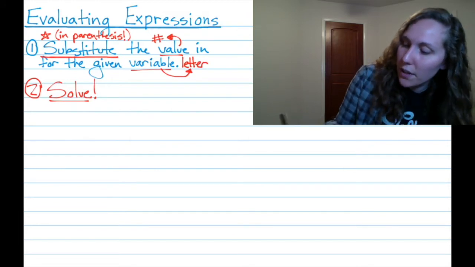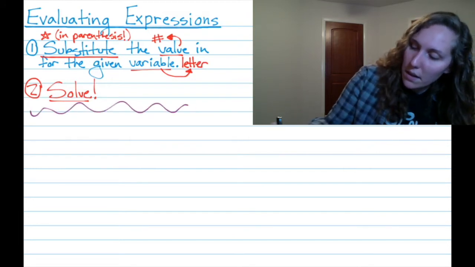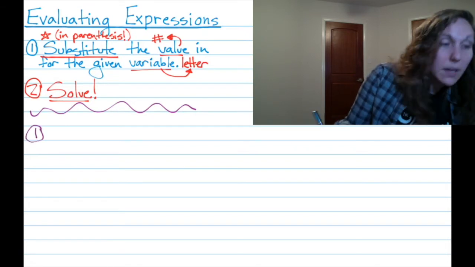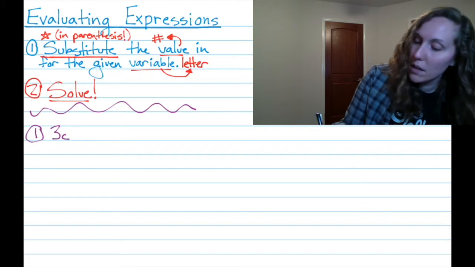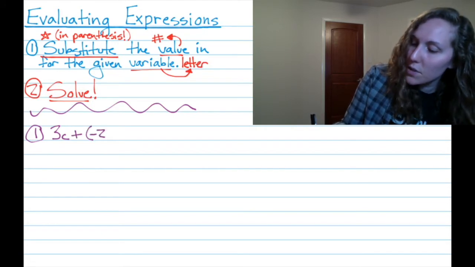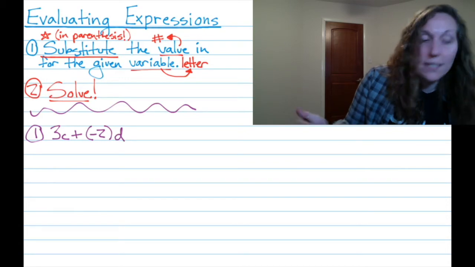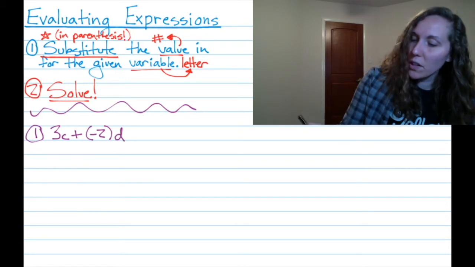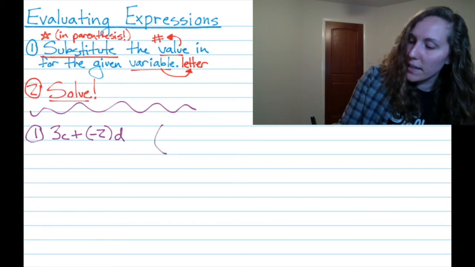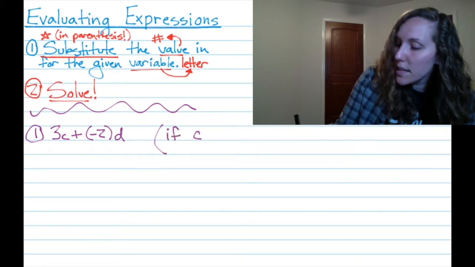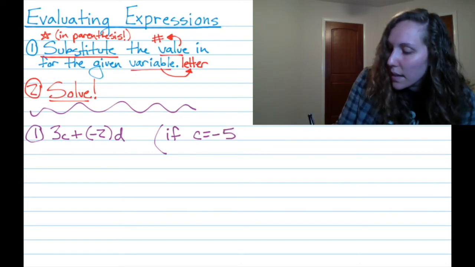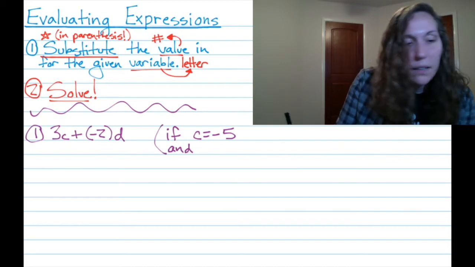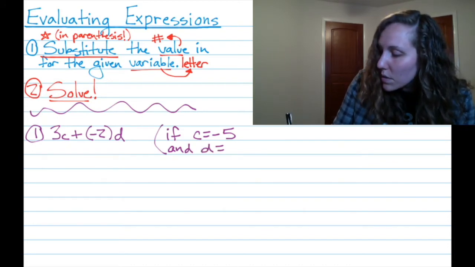Let's grab a different color here. Okay. Number 1 just says 3c plus negative 2 times d. And what these are going to look like on the side is they're going to look something like this. It'll say if, when c is equal to negative 5 and d is equal to negative 1.